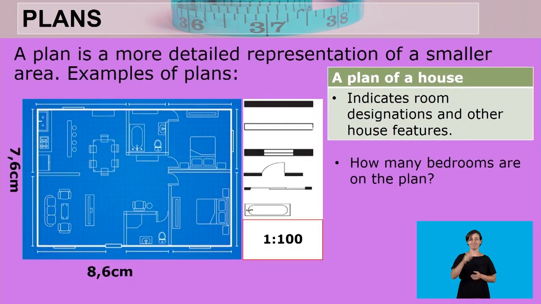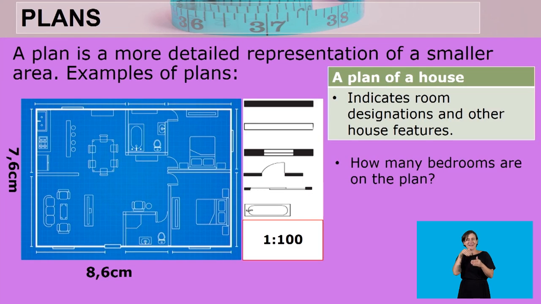The next map that we're going to look at is a plan. So this is a plan that has a more detailed representation of smaller areas, and we have examples of plans. A plan of a house, which will indicate the room designations and other house features. So the plan of a house indicates room designation and other house features.